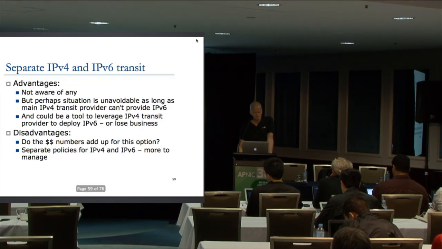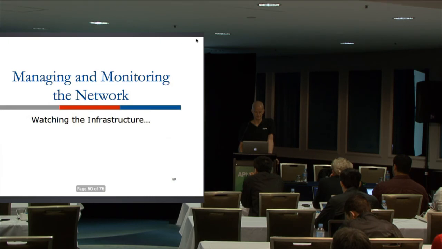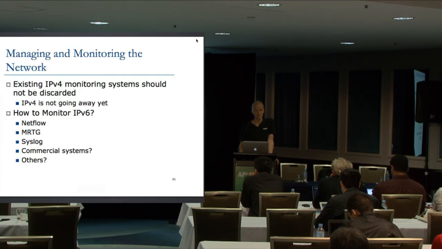And again, I've put the dollar numbers there, but it's going to be more expensive getting a separate v6 transit provider. You've got to pay for another connection, more transit costs and all the rest. And you've got all the separate policies. Managing and monitoring the network. Please don't throw away your v4 monitoring systems. We're not turning off v4. Some people seem to think we need completely separate monitoring systems for v6. No, we don't. Just access all the routers over v4 as we've done.